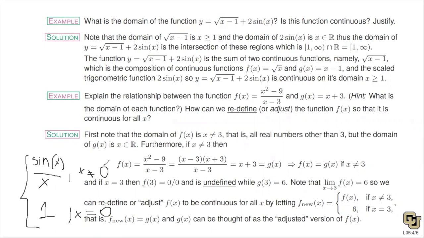And why is this famous? Because the sine of x over x function is used a lot in applied sciences and in applied math. And you'll see it later on in your career. So this is maybe the most common example of fixing a function that has a removable discontinuity.